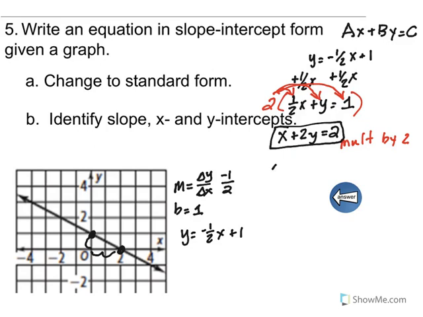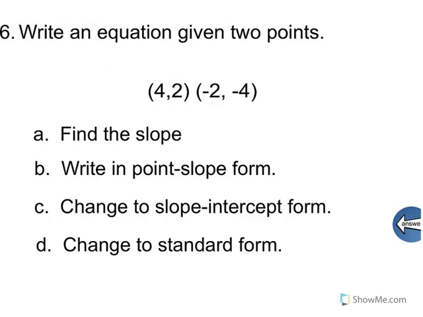And then our goal is to, again, check to see if A, which is 1, B, which is 2, and C, which is 2, have a GCF of 1, and the greatest common factor between the three terms here is 1. So my standard form of an equation here is x + 2y = 2.